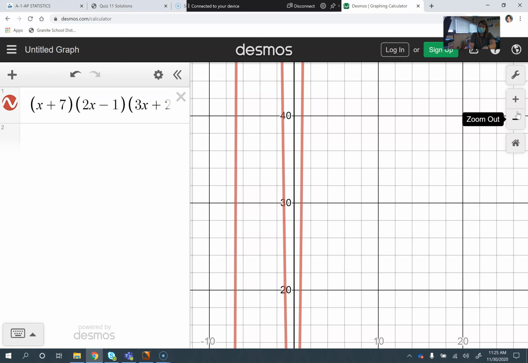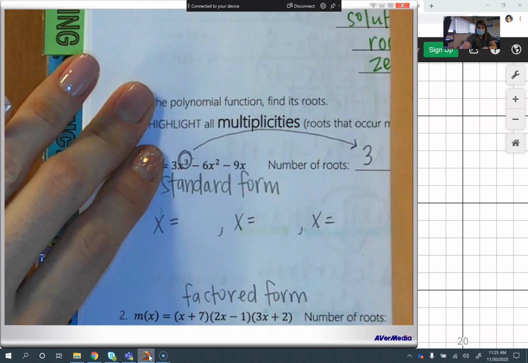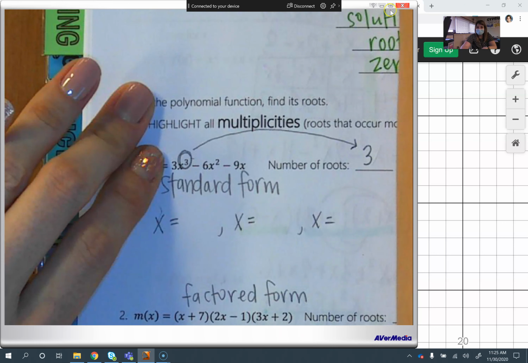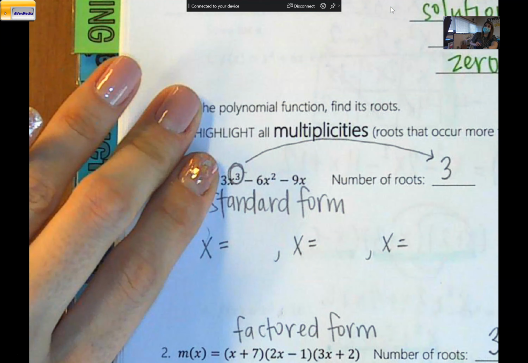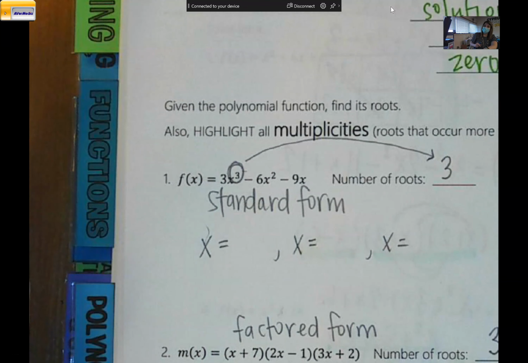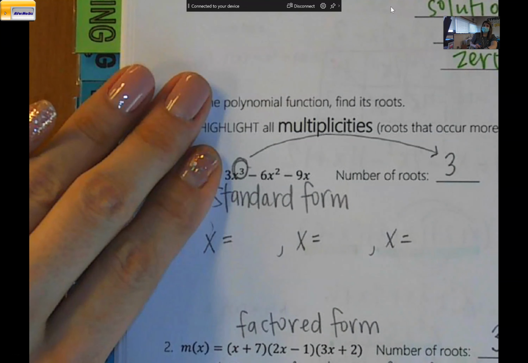So plug in just 3x cubed minus 6x squared minus 9x. Don't plug in the f of x, just plug this part in.